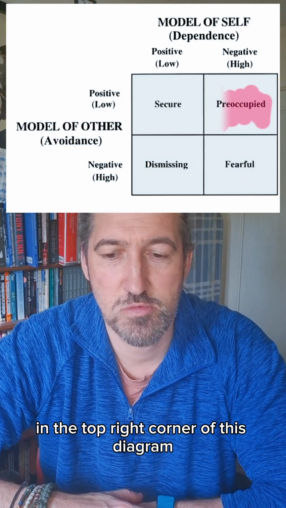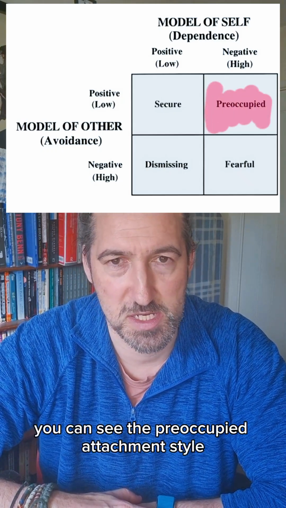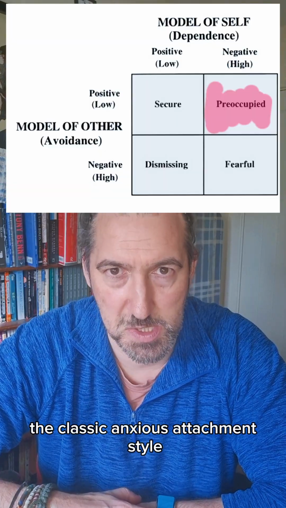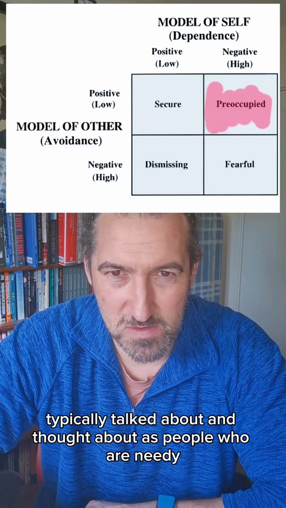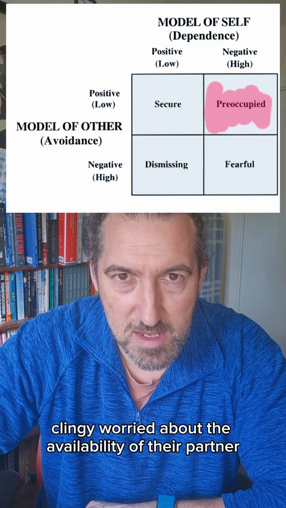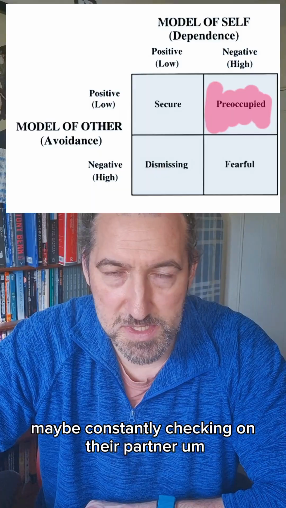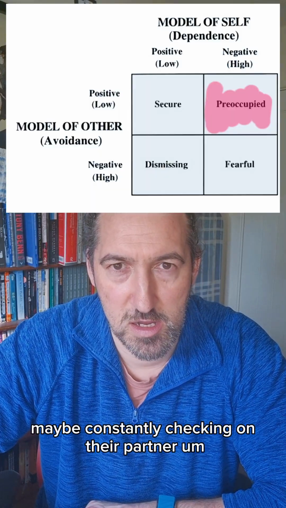In the top right corner of this diagram, you can see the preoccupied attachment style, the classic anxious attachment style, typically talked about and thought about as people who are needy, clingy, worried about the availability of their partner, maybe constantly checking on their partner. Are you home yet?